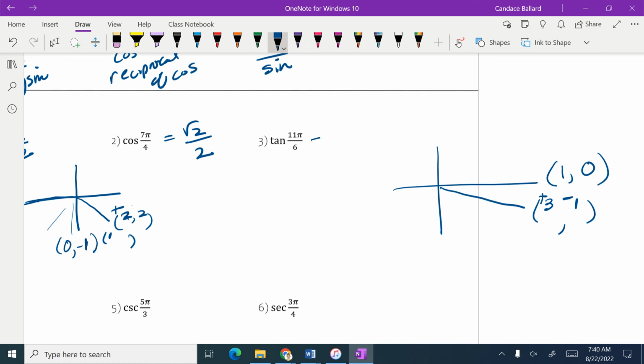Okay, what's tangent? What over what? Sine over cosine. My sine is negative 1/2. My cosine is positive square root of 3 over 2. Do I really need the over 2 parts? Those cancel. So we get negative 1 over square root of 3. Even though in calculus that's a valid answer, we would not probably see that as one of our choices. It would probably be rationalized. So it'd be negative square root of 3 over 3.